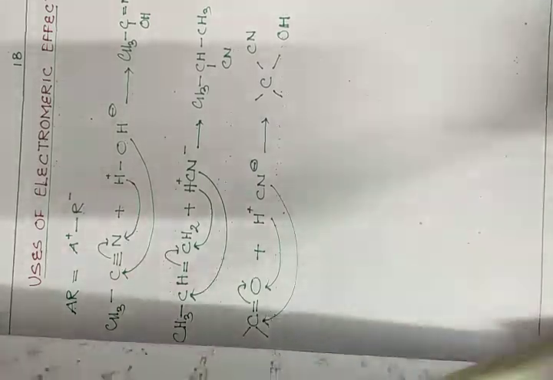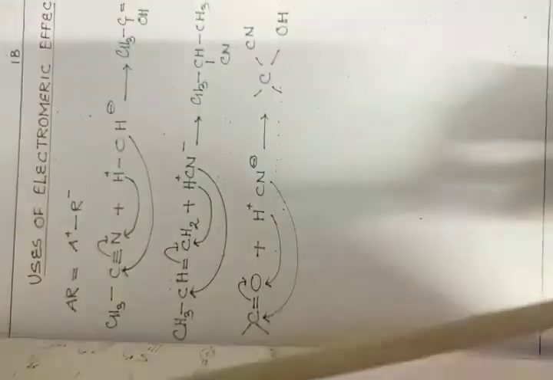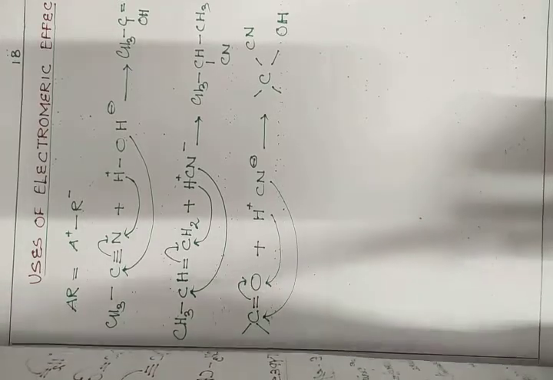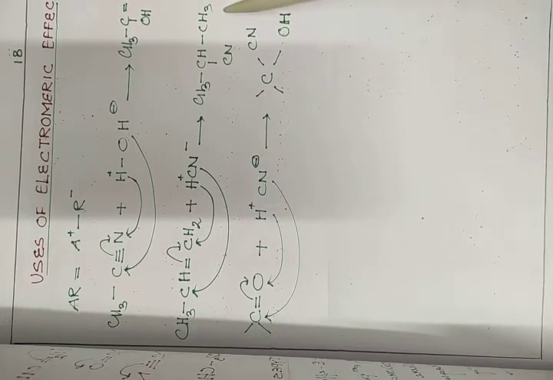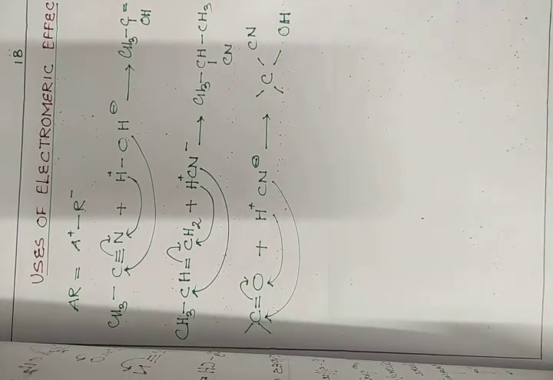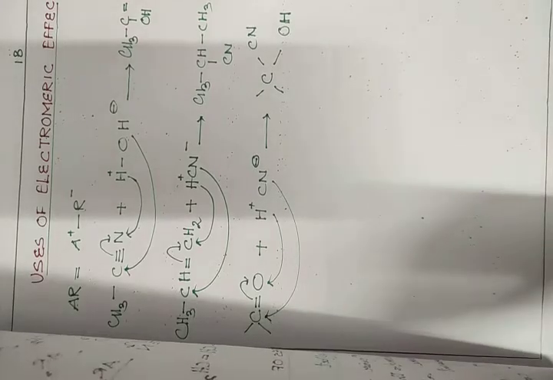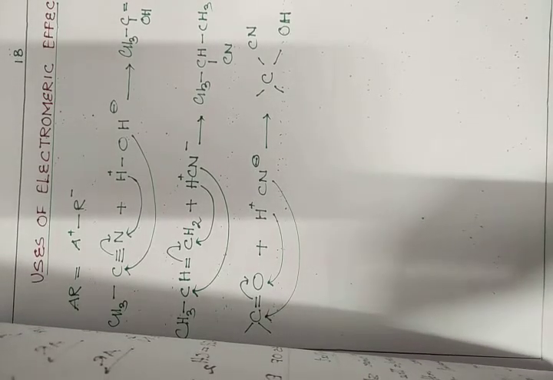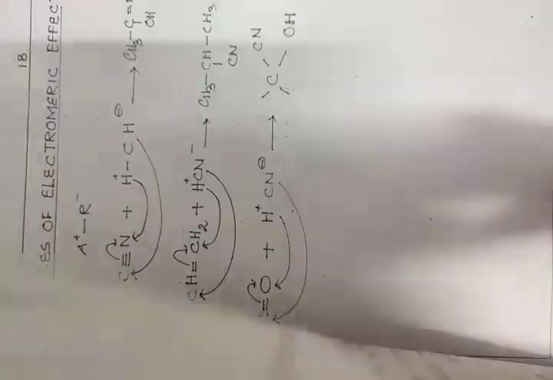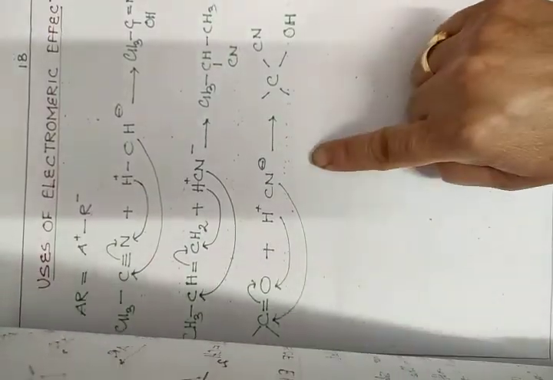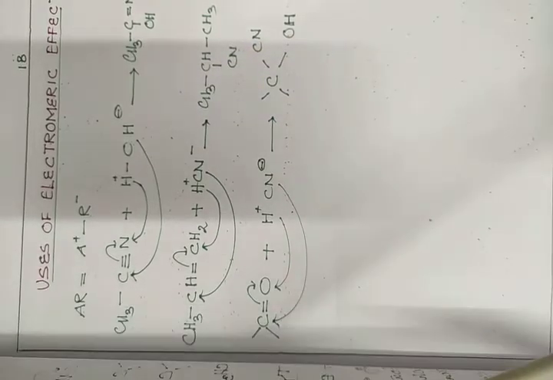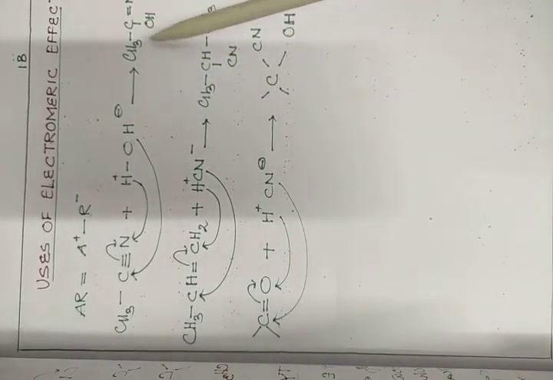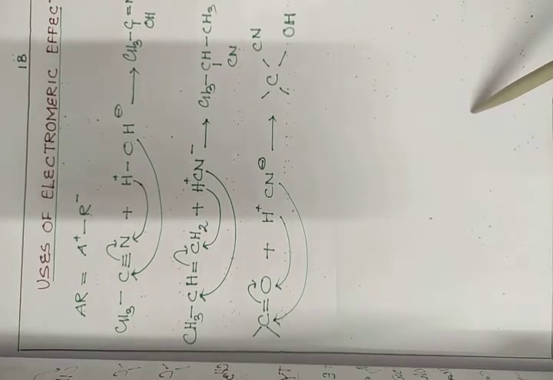And the next is CH3 and CH double bond. Then the electrons are given to the other side, same as this one, but this one is different: a ketone reacting with hydrogen cyanide. The attacking reagent is hydrogen cyanide, so this is similar to the minus E effect. And the previous one, the first one, is an example of the plus E effect. So this is the class for today. Thank you.